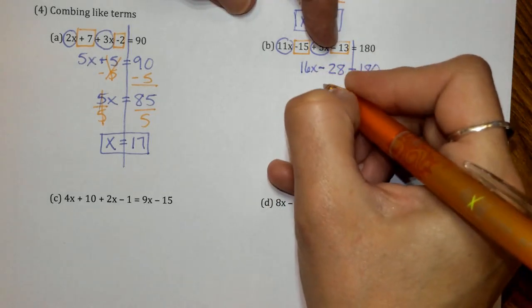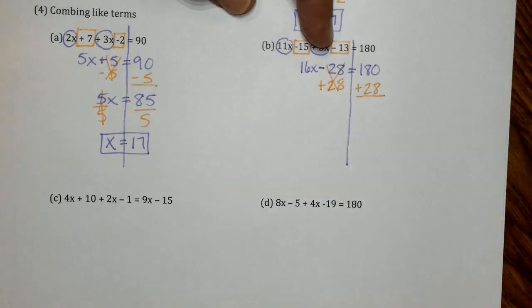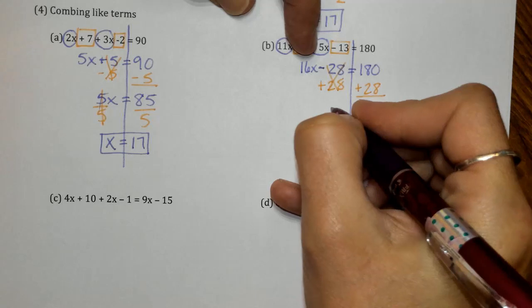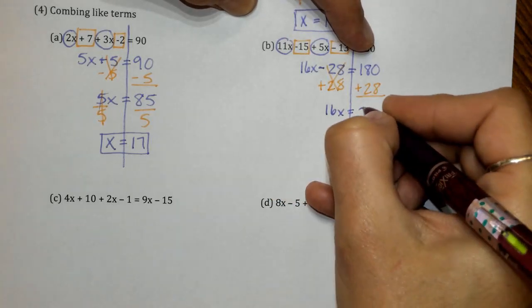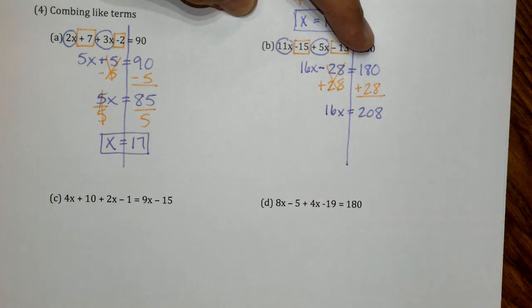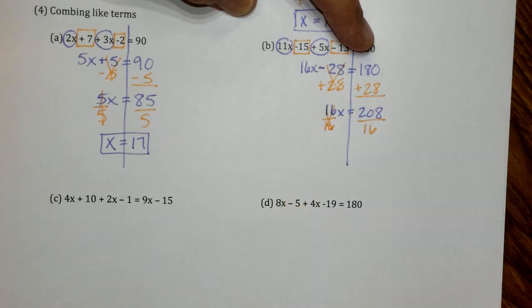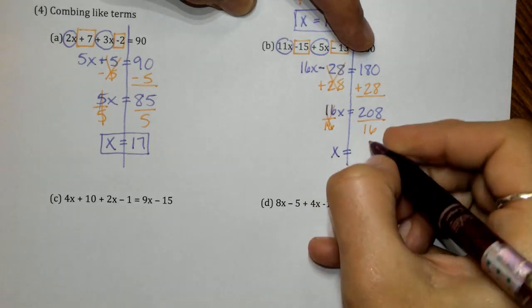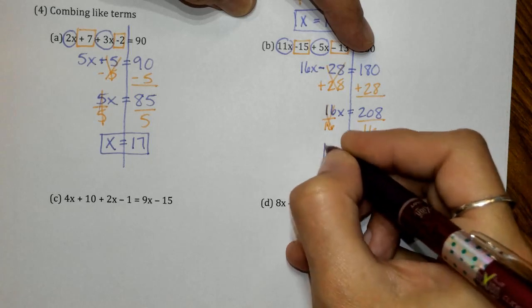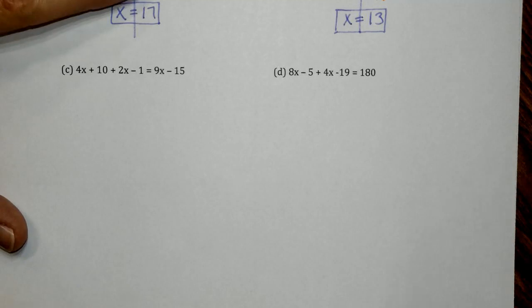Zero out the minus 28 by adding 28. 16x is still there. Bring it down. 180 plus 28 is 208. And there you go. Last step. Divide both sides by the 16, that coefficient. Again, just writing 16, not 16x. That x stays, brings it down. We have 208 divided by 16 is going to give you 13. Almost there, guys. 2 more. All right, long one here.